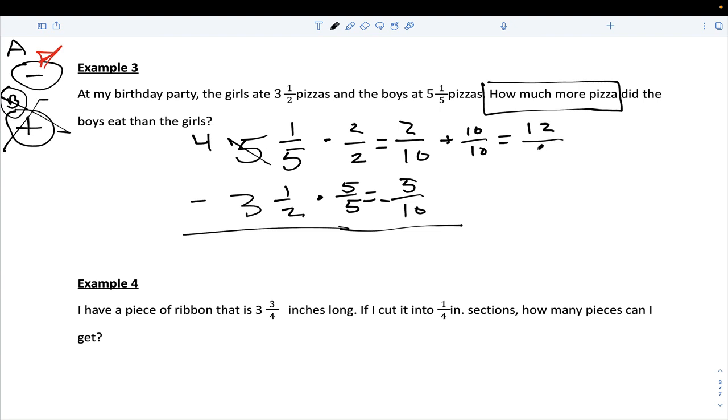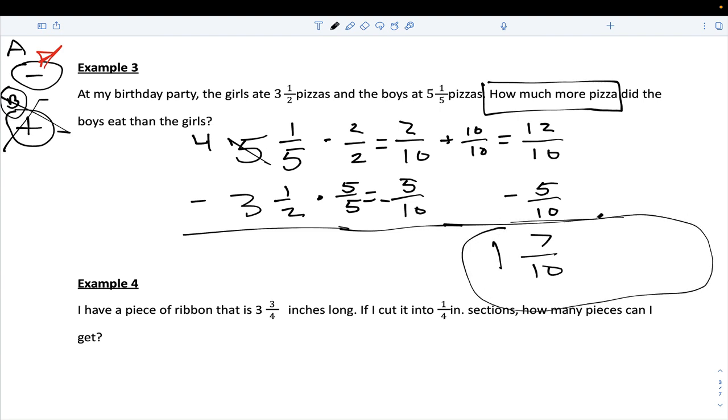Yeah, that's sneaky, it looks like a fraction. 12/10 minus 5/10 is what, Evelyn? 7/10. Beautiful. 4 minus 3 is what? 1. What's your answer, Evelyn? And with a label? 1 and 7/10 more pizza. Yeah, great.